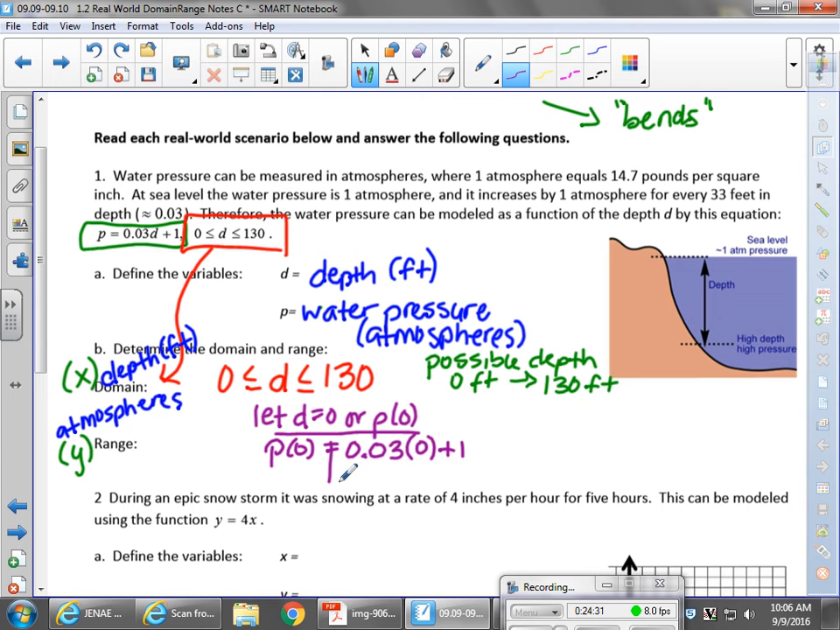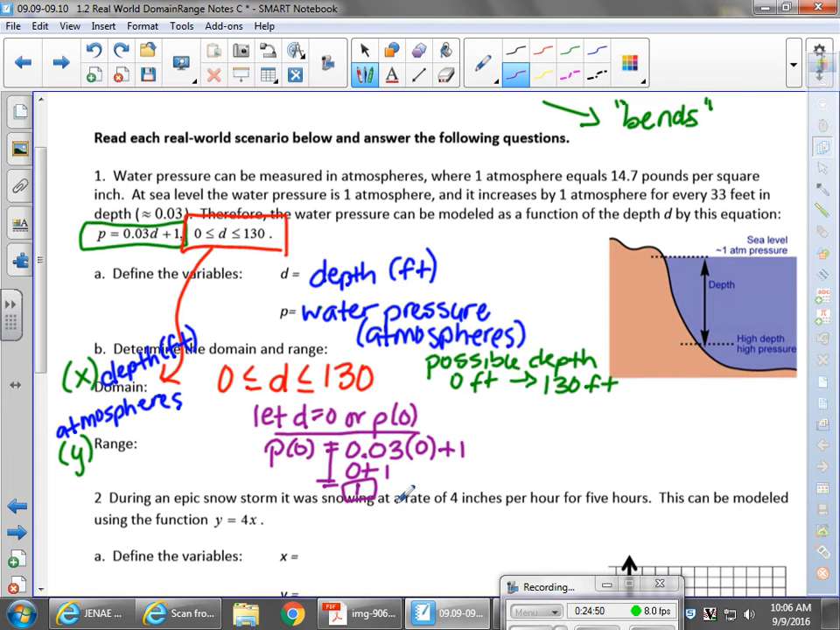Anything times 0 is what? Careful, good, 0. And then plus 1 equals, not a trick question, 0 plus 1? 1. Okay. We plugged in our smallest x value and found the first value of the range.